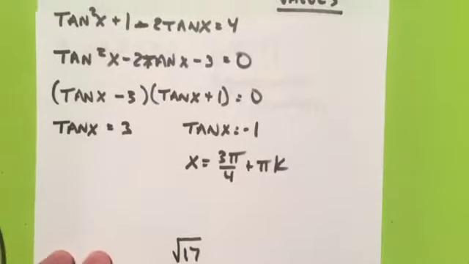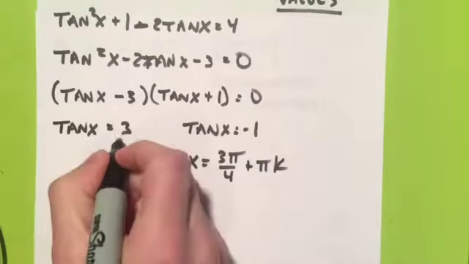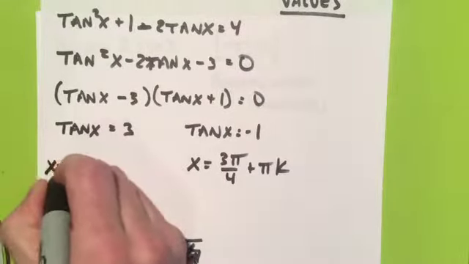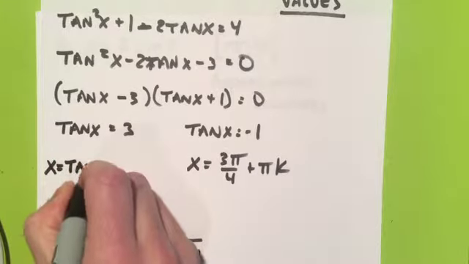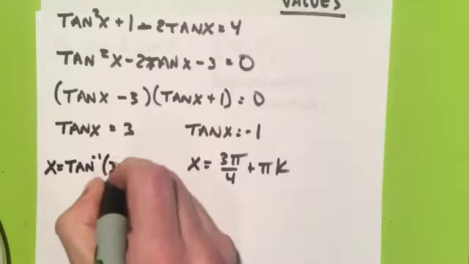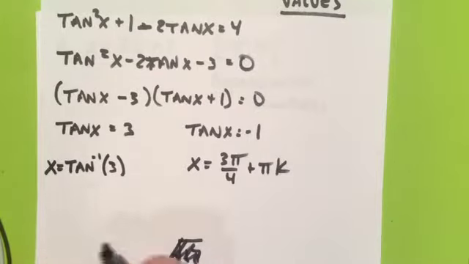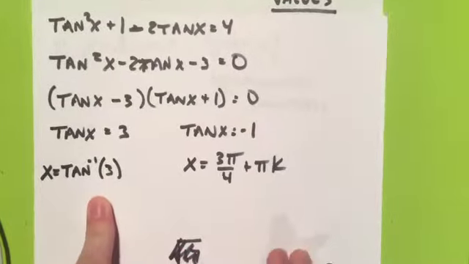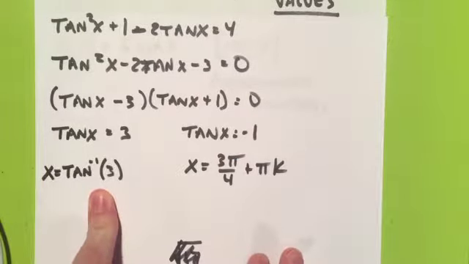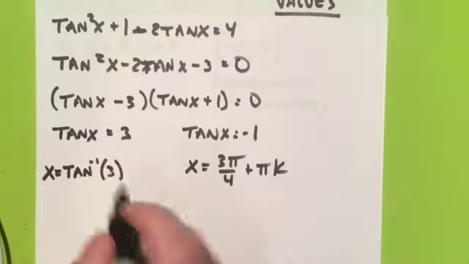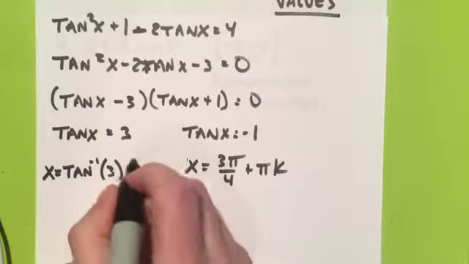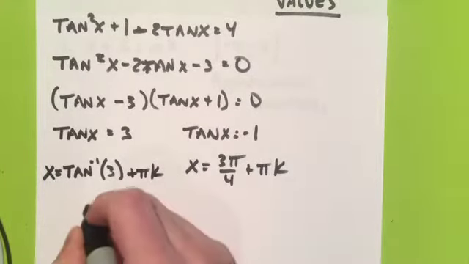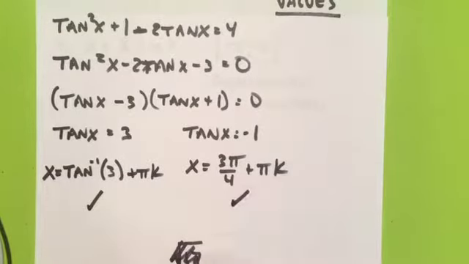So we're going to do the same thing with this 3 here. We would be taking the inverse tangent. So I'm going to write that out. Tangent inverse of 3. Whatever that angle is, this is an exact value. I have not plugged it into the calculator. I have not come up with a decimal approximation for it. Now the period for tangent is still pi, so we've got tangent inverse of 3 plus pi k. That's an exact value. That's done.